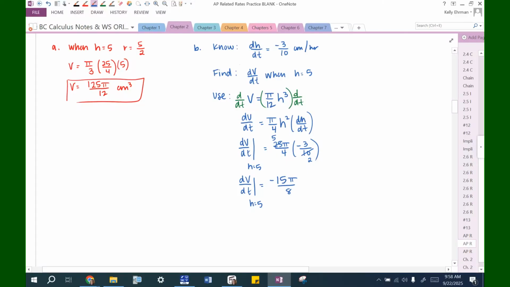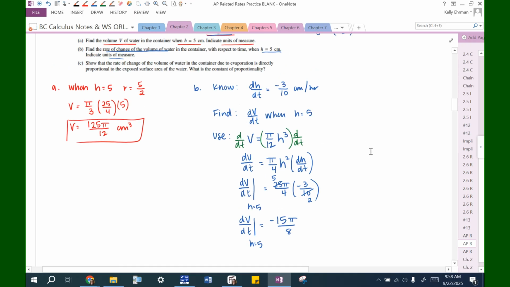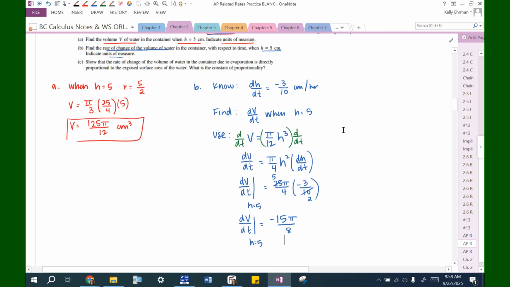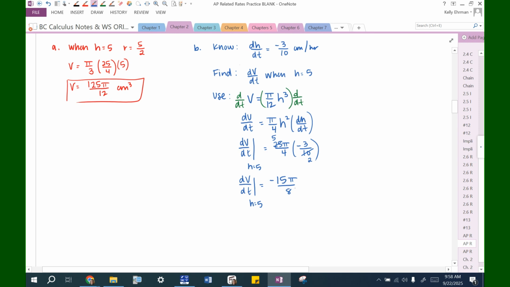You are not required to simplify. You could have just left your answer back here. I think it's good to practice simplifying, though, because a lot of times it's those little skills that we tend to mess up somewhere along the line, and that causes us to get something wrong. It's better to practice it than not do it. The label is cubic centimeters per hour.